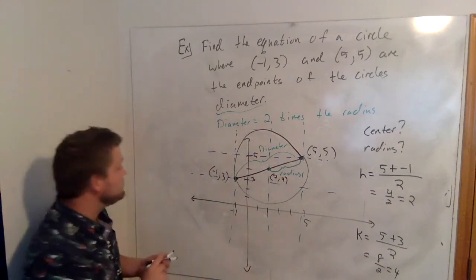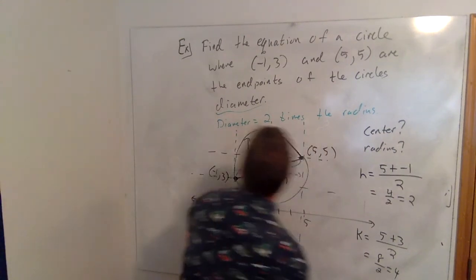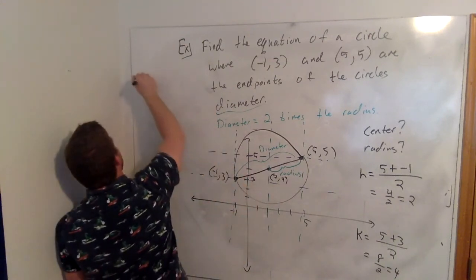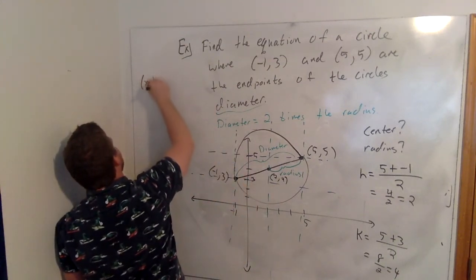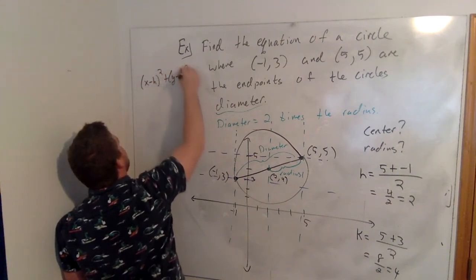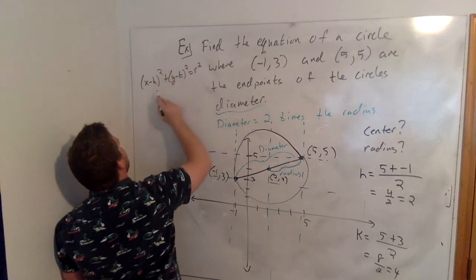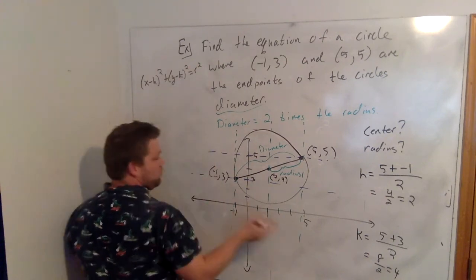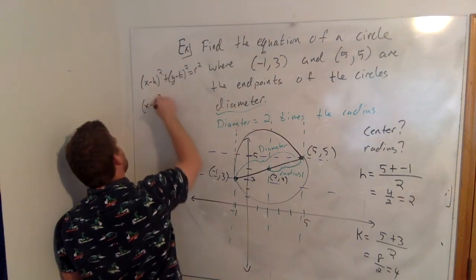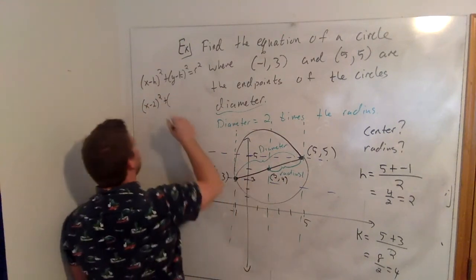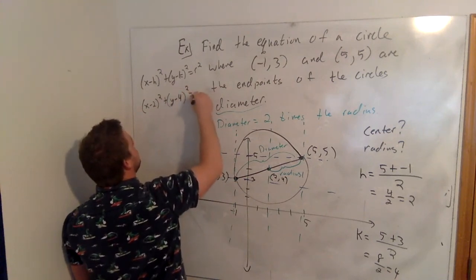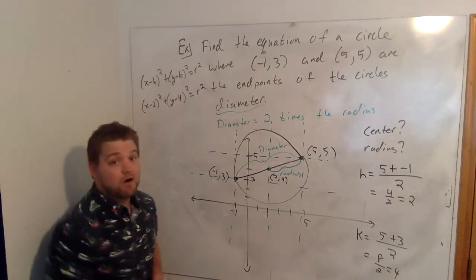Awesome. All right, let's start filling in some of the pieces. The equation of a circle is (x minus h) squared plus (y minus k) squared equals r squared. We're just trying to fill in the h, k, and r. Well, our h is 2, so we have (x minus 2) squared, and our k was 4, so we'll have (y minus 4) squared equal to r squared. We just need to figure out what r is.